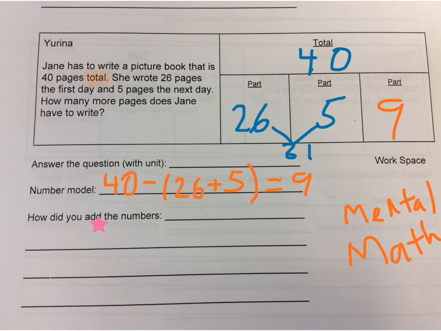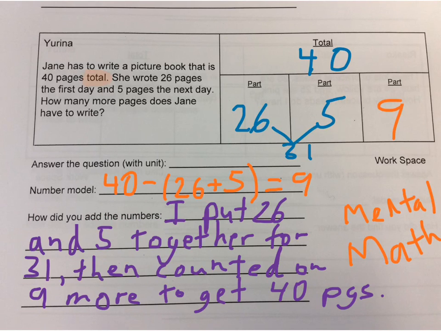This should be really, how did you find the answer? Not add the numbers. How did you find the answer? Just like what I explained here, I put 26 and 5 together first for 31, and then I counted on 9 more to get to 40 pages. So that's how I got mine, but you might have a different method you use to figure out the answer. So that's it for this, and thank you.